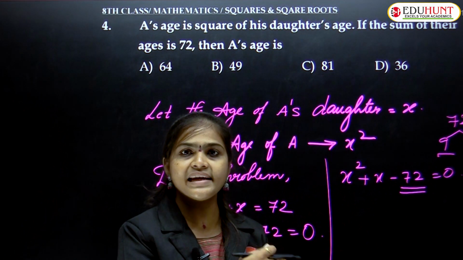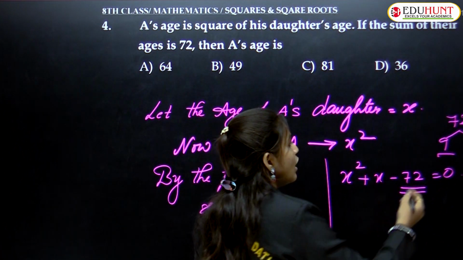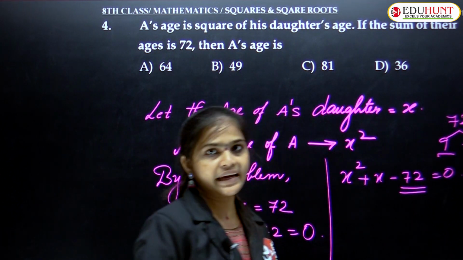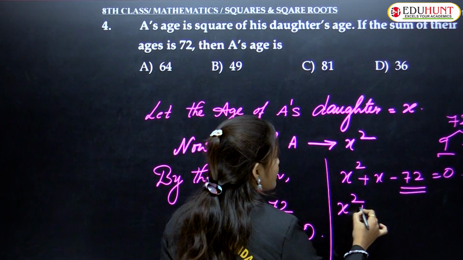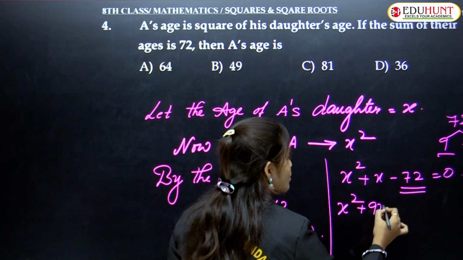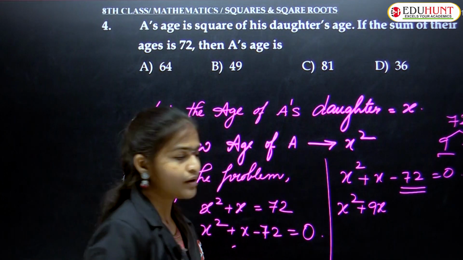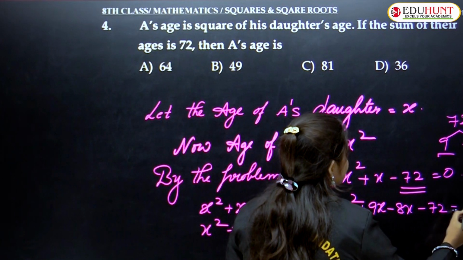8 minus 9 is minus 1, so that is not satisfying here. That's why you have to keep the negative sign with 8. Understand? So x square plus 9x, since the x term is there, and minus 8x minus 72, which is equal to 0.